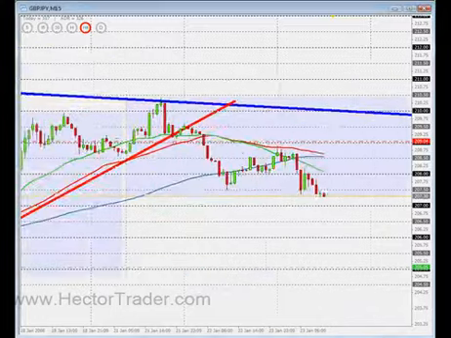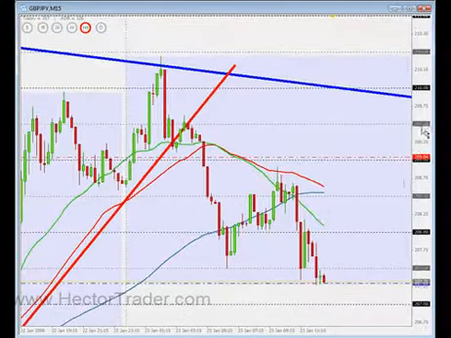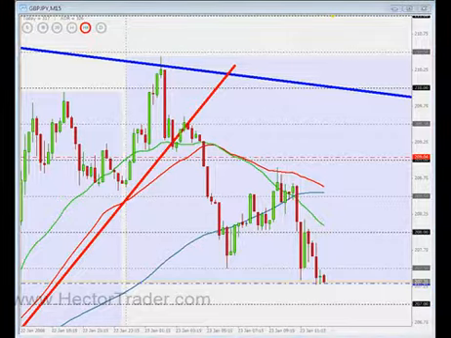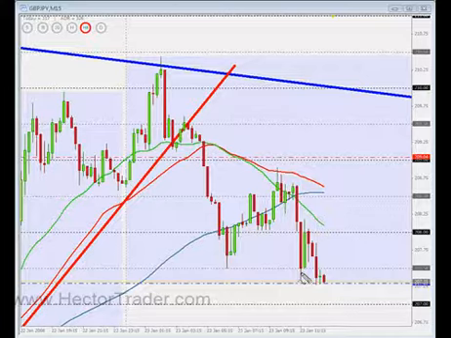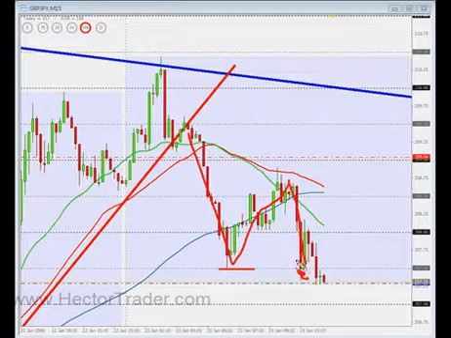Actually, let me zoom into the 15-minute chart to show you something else. My entry should have been about an hour and 15 minutes ago, right there, as we took out the low of this breakout pullback continuation pattern I was talking about before.